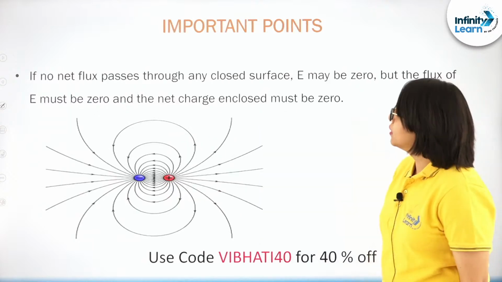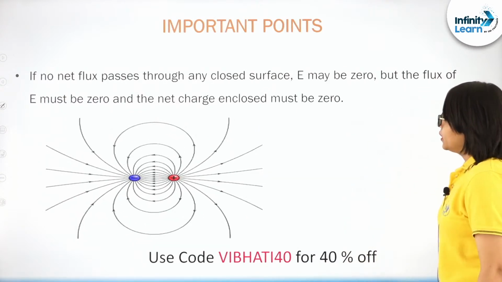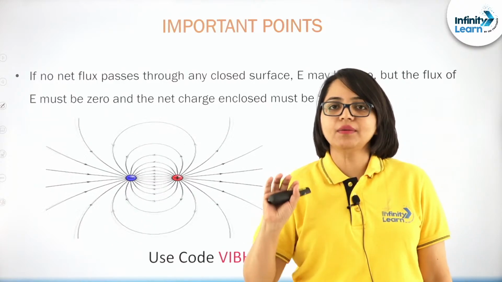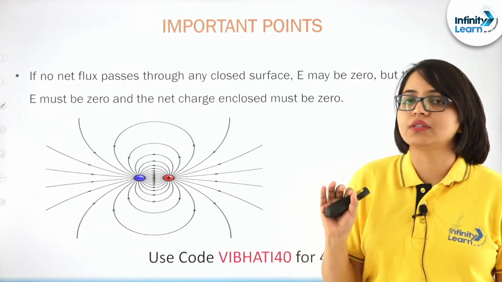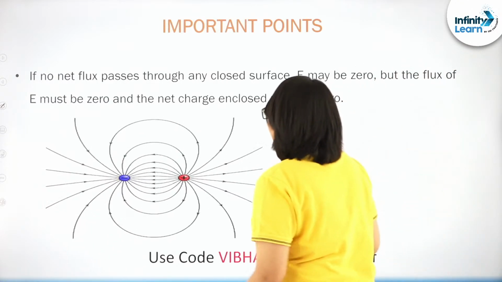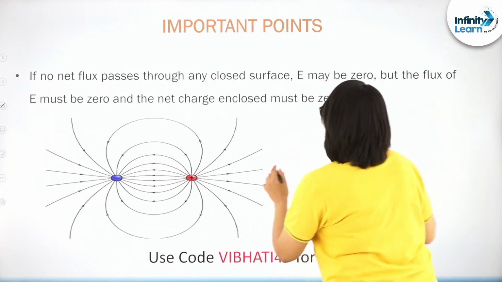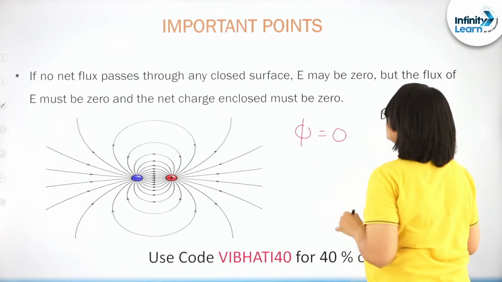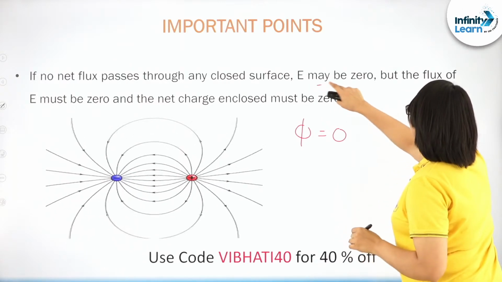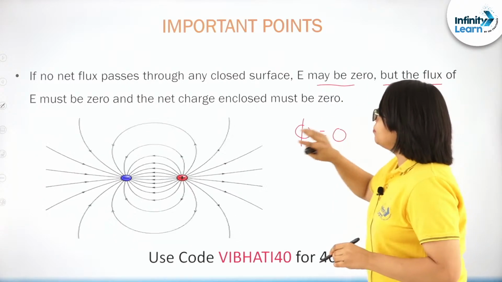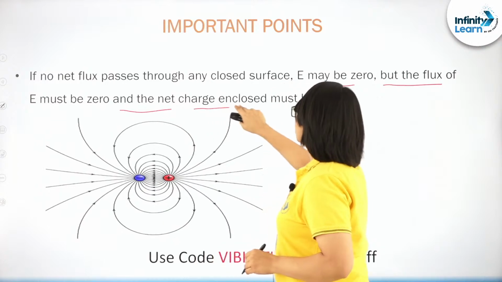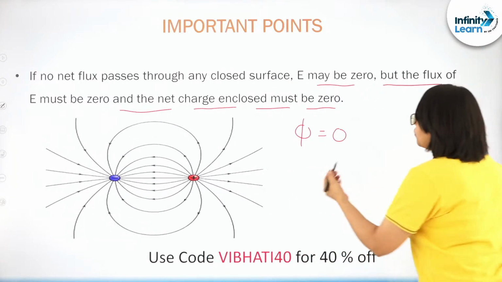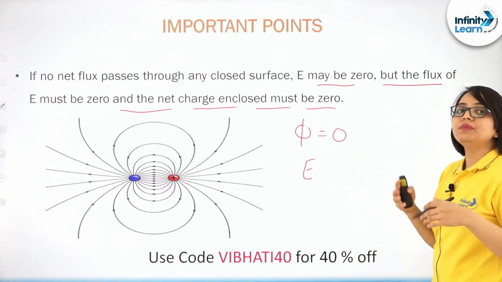Now there are some important points to which we have to pay a lot of attention. These are the points where there is a chance of mistakes. First point, if the net flux passing through any closed surface is 0, that means phi is 0. E may be 0, but the flux of E must be 0 and the net charge enclosed must be 0. Your E may or may not be 0.